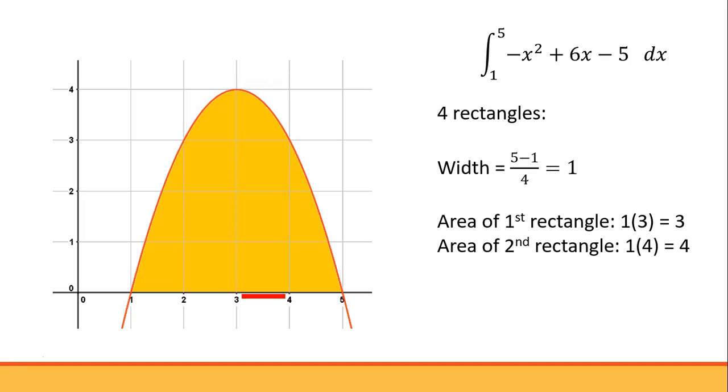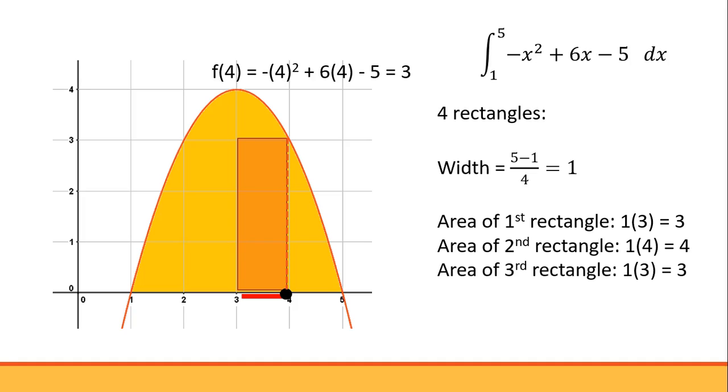The next rectangle has x-coordinates that go from 3 to 4. We'll use its rightmost endpoint to determine its height. So the rightmost endpoint happened where x was 4 and f of 4 is 3. So the height of this rectangle is 3. Its width is still 1, so the area is 3.